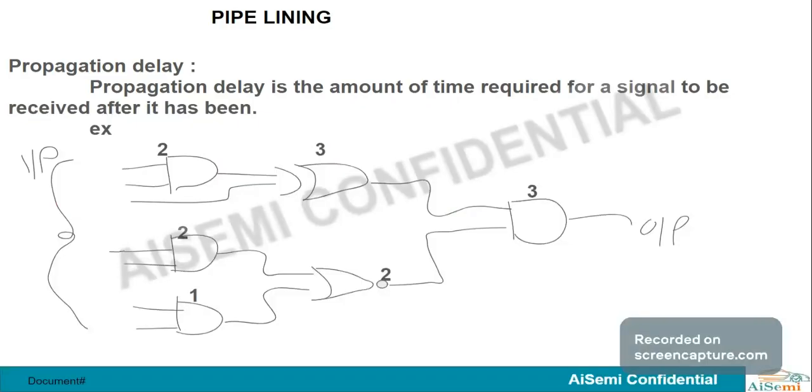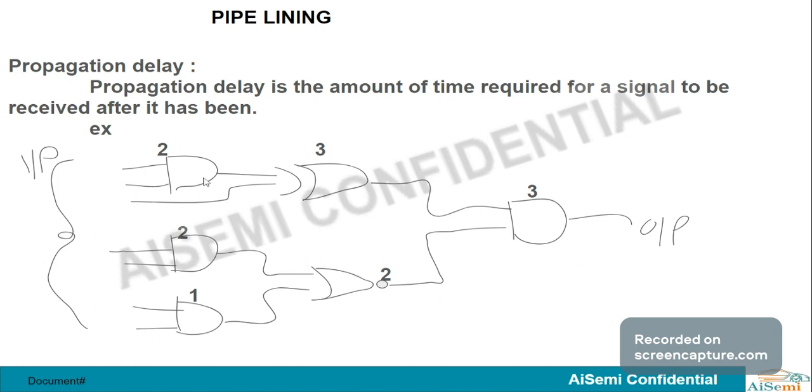Before the pipelining concept, we need to know about propagation delay and frequency. If we understand these concepts, then the pipelining concept will be understood easily. Okay, what is propagation delay? Propagation delay is the amount of time required for a signal to be received after it has been sent. Simply, it is the time it takes from starting to ending. Okay, here I'm giving an example.